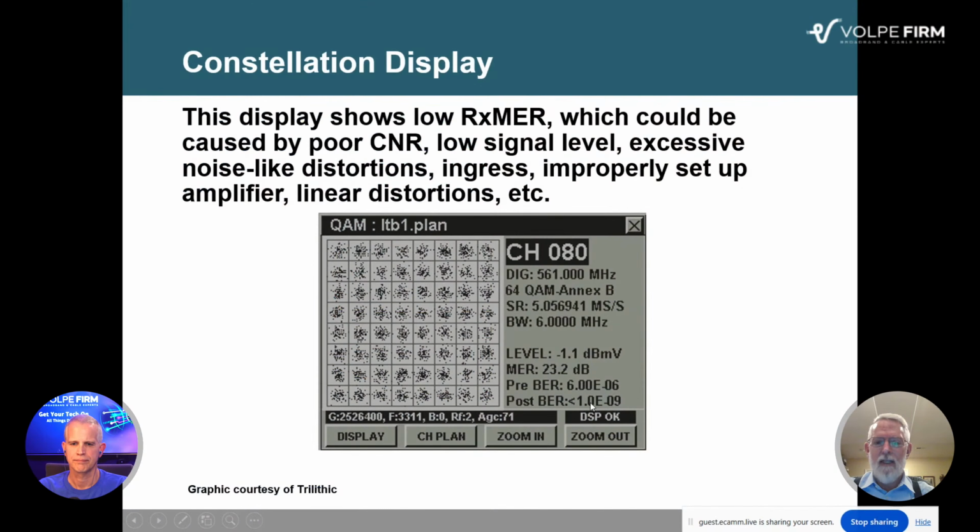Yep. On this particular instrument, it would just say less than 1 × 10⁻⁹ if there are no post-FEC bit errors. That's what it showed. So we've got pre-FEC errors here, but no post-FEC errors. So that's important to understand. But again, this points you down the path of different things to check that could be causing the problem.